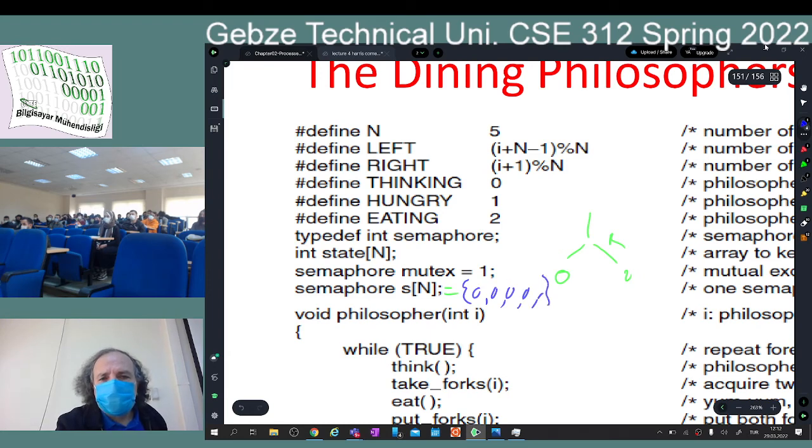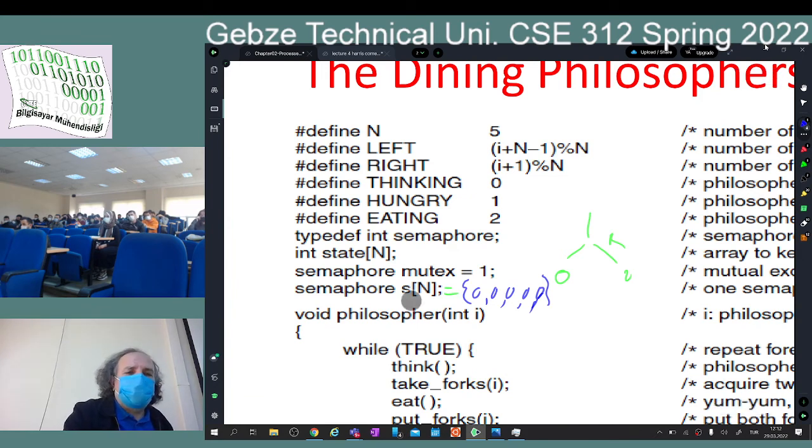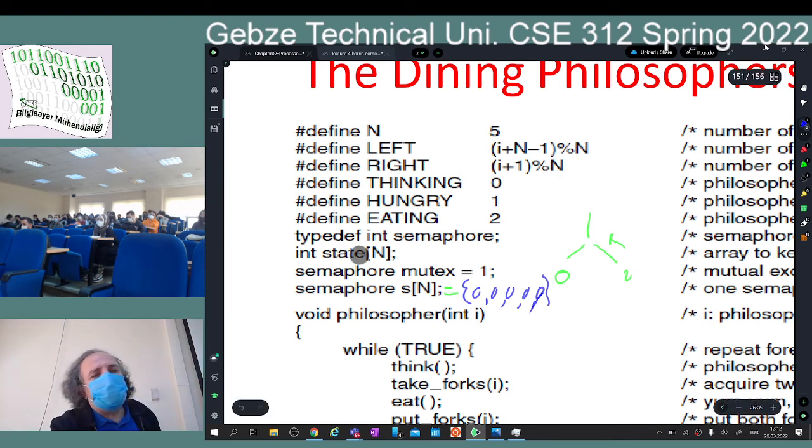Okay, so initially these will be all zero. So if I try to down one of these semaphores, I will be blocked initially. If I try to down this mutex at the beginning, I won't be blocked, but nobody else can be in the critical region. And this state is an integer array, and I have 5 of them. Each one can be either thinking, hungry, or eating, and initially its value is 0. They are all thinking. Okay?